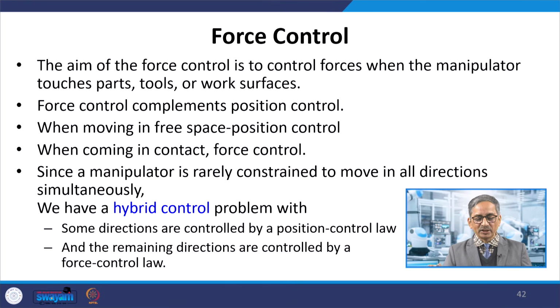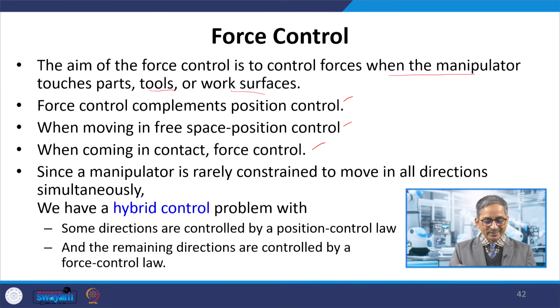There is another concept that we call force control. Whenever an object is being gripped by the end effector, we would like to have force control on that. Okay, so the aim of force control is to control forces when the manipulator touches parts, tools or work surfaces, and force control actually complements position control. So when the robot is moving in free space, we have position control, and when the robot comes in contact, we have force control.